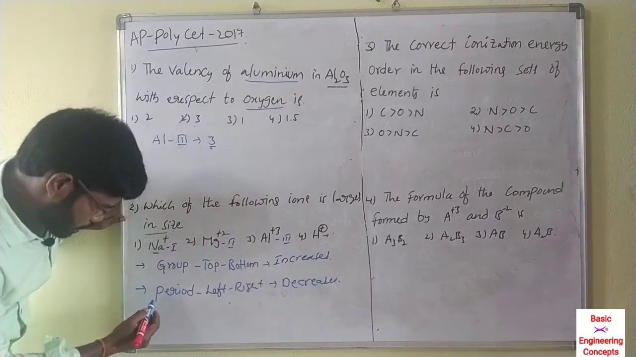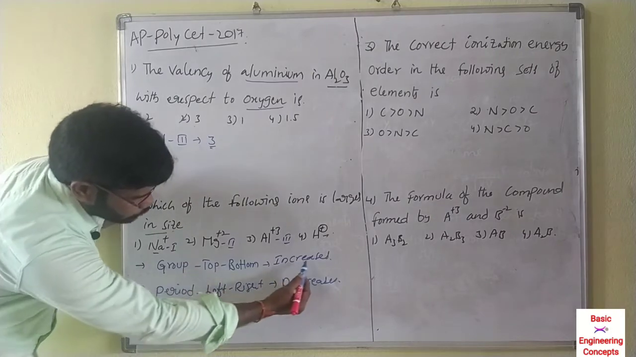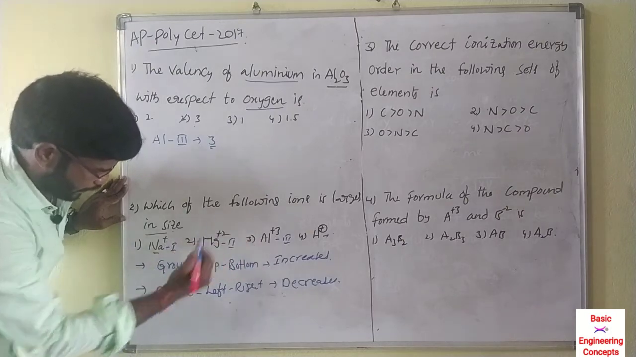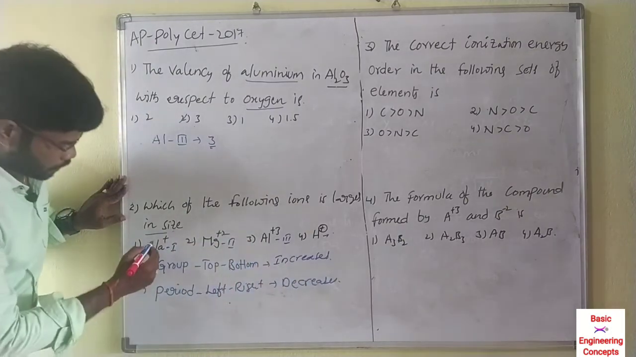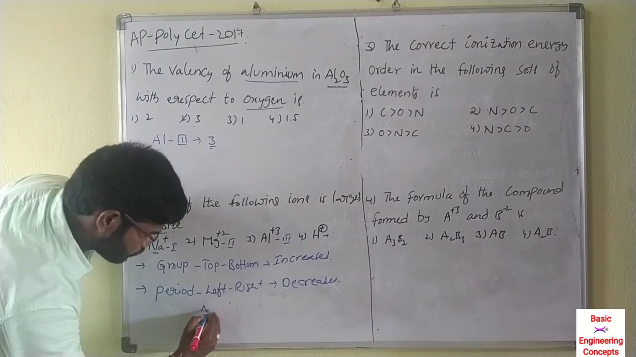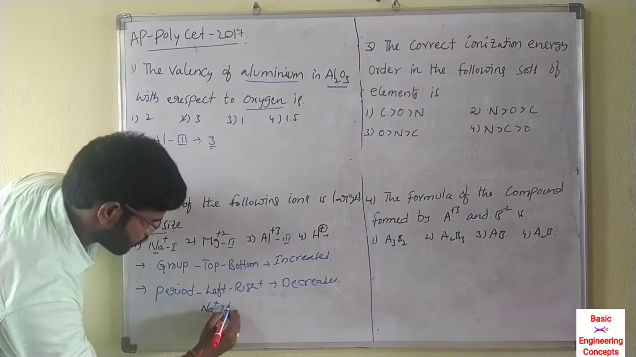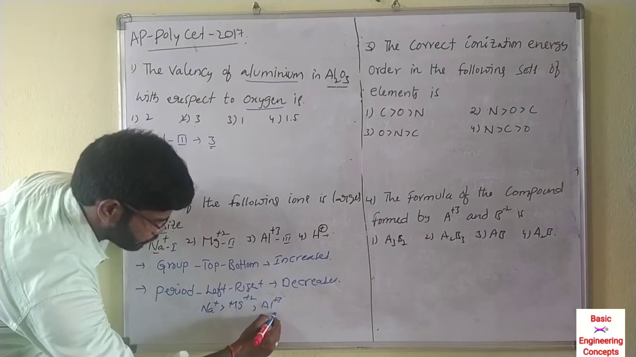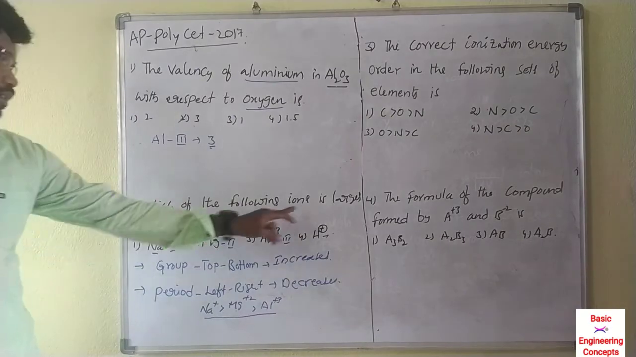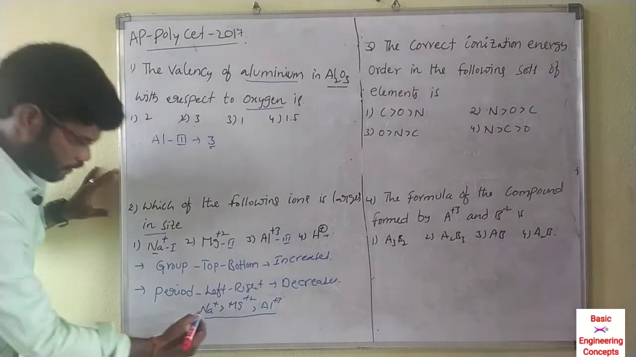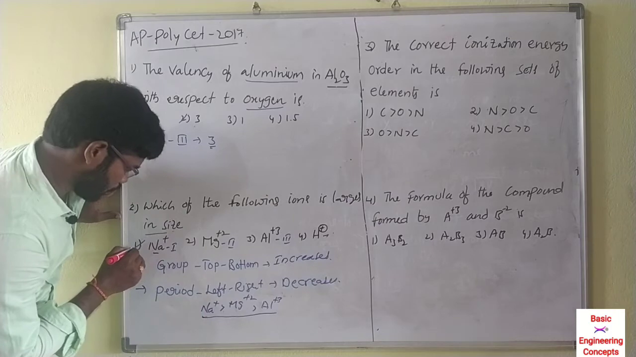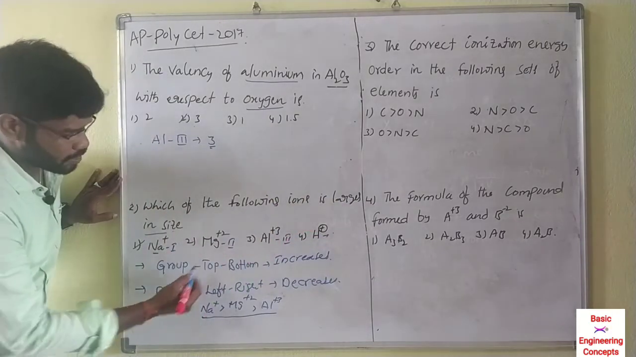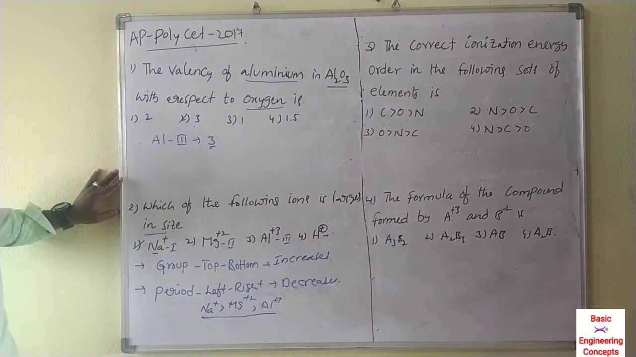According to this, in a group size increases from top to bottom, but here we take the period, where it decreases from left to right. So Na+ has the largest size, then magnesium 2+, next Al3+. This is the correct order. Largest in size is the first option, sodium plus. Smallest in size is Al3+, which is the correct answer.